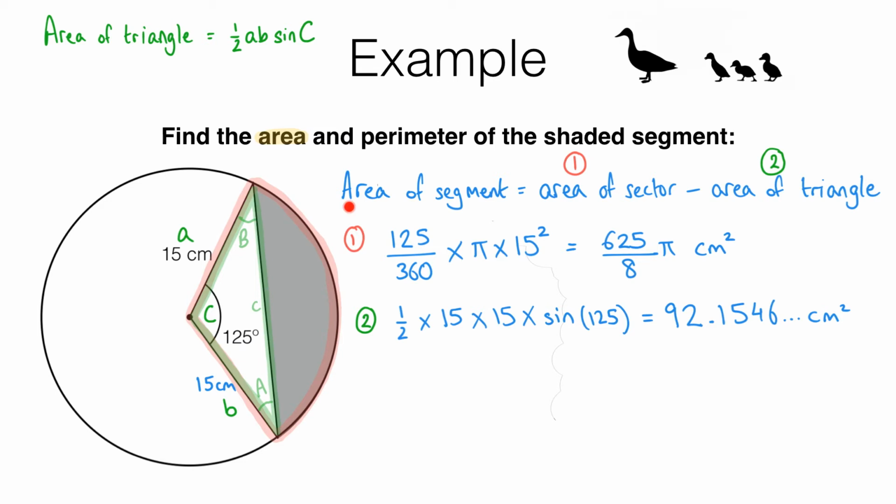Now remember, the area of the shaded segment, just this bit here, is going to be the area of the whole sector minus the area of the triangle. So we've got the area of the segment, the thing we're looking for, equals 625 over 8 multiplied by pi.